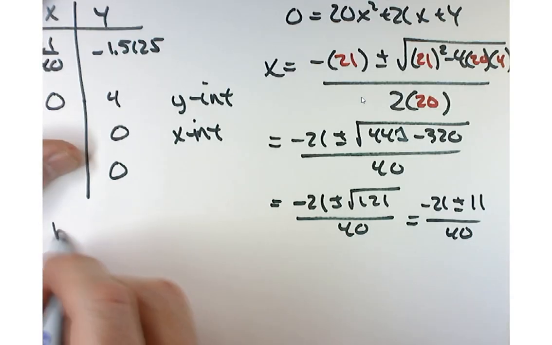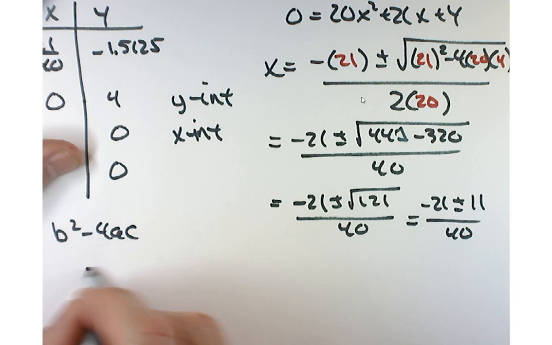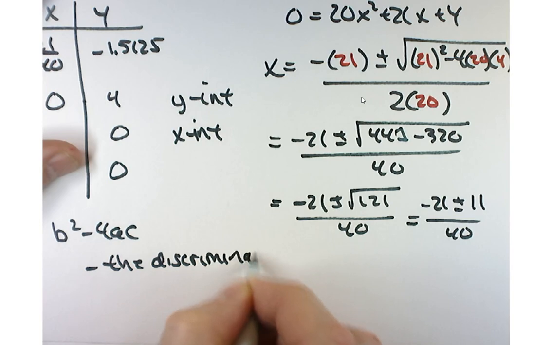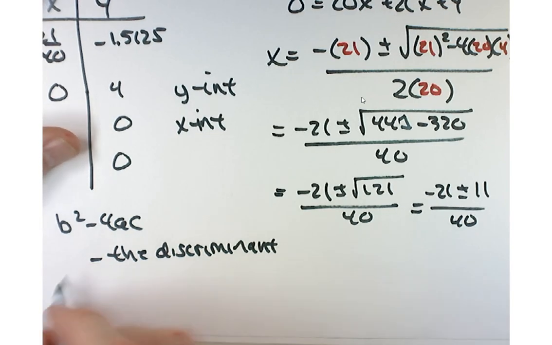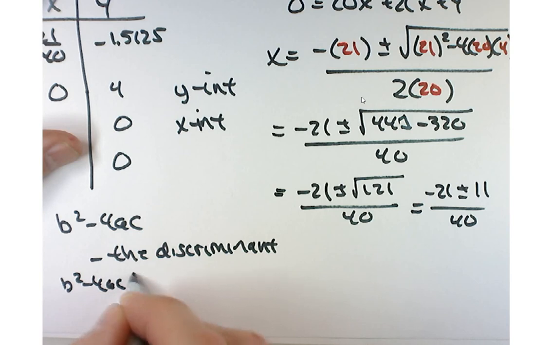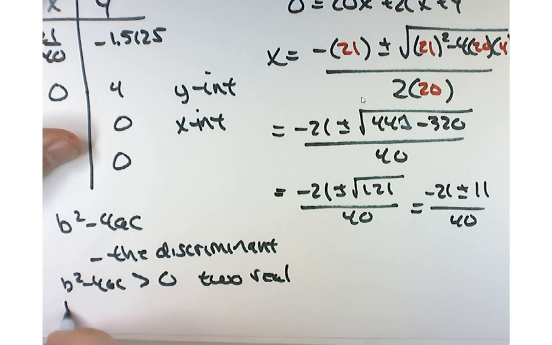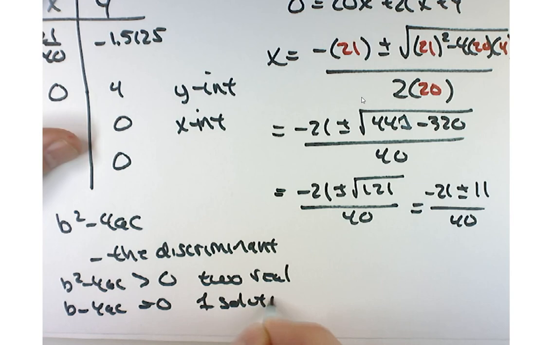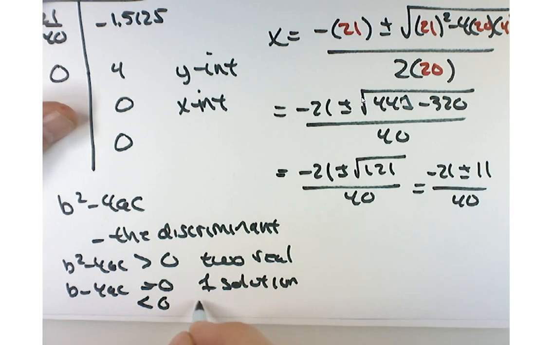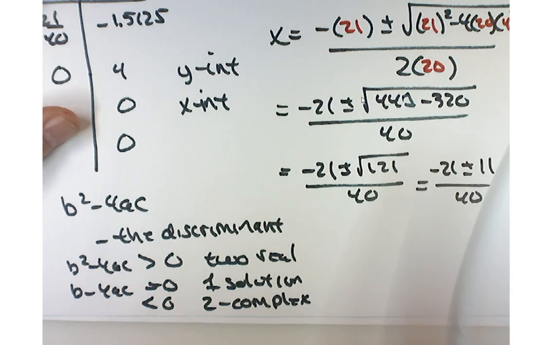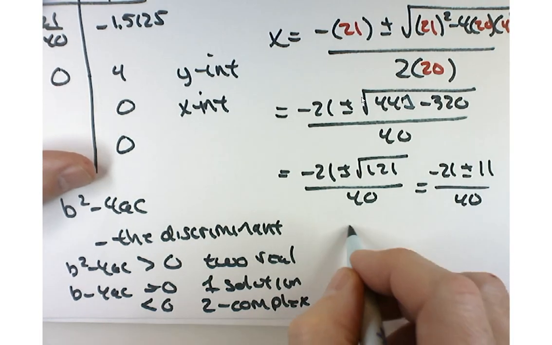This term, by the way, b squared minus 4ac, is called the discriminant. When b squared minus 4ac is greater than 0, you get two real solutions. When it equals 0, you get one solution. And when it's less than 0, you get two complex solutions. So it tells you a lot about what you're going to get when you solve the quadratic equation.